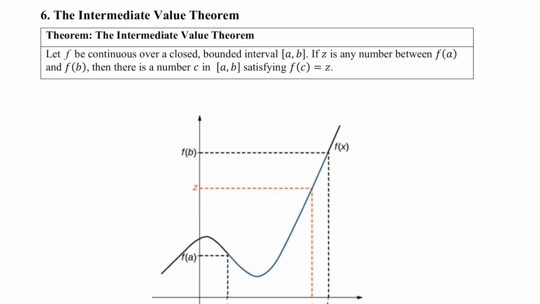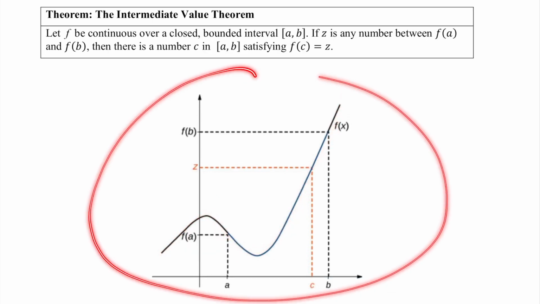Now let's talk about another very important theorem called the Intermediate Value Theorem. The theorem says, let f be continuous over a closed bounded interval from a to b. If z is any number between f of a and f of b, then there is a number c in between a and b, satisfying f of c equals z.